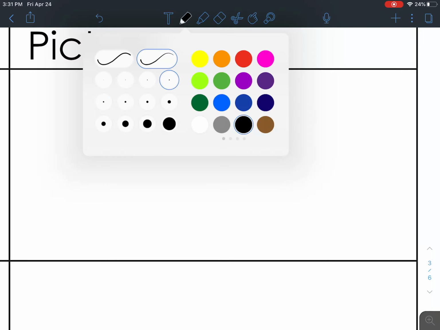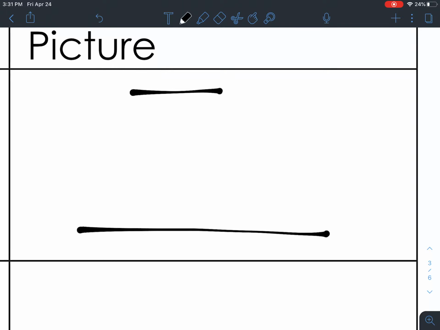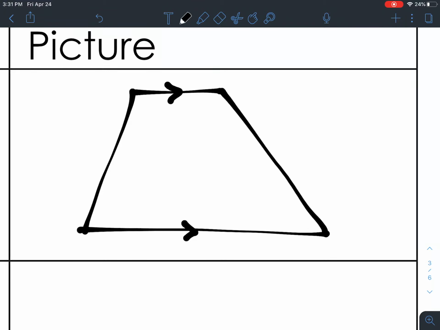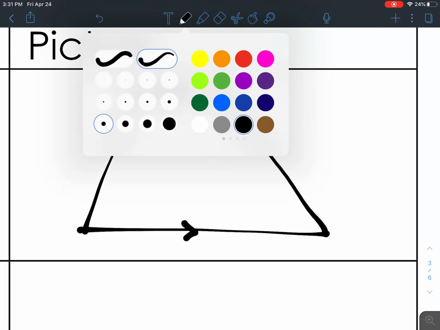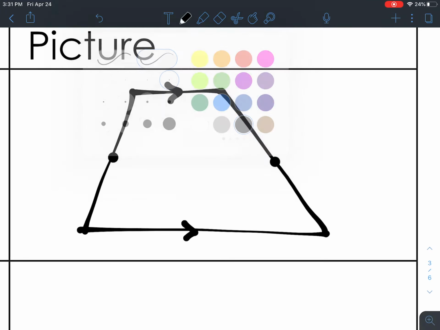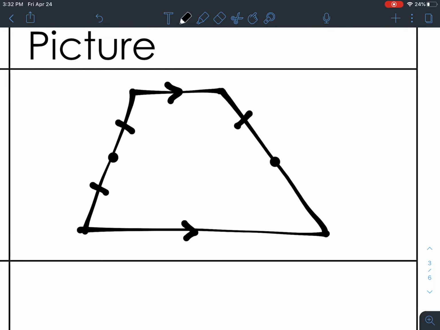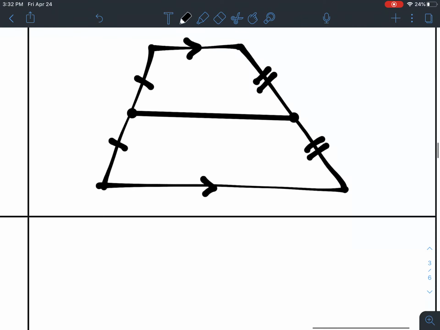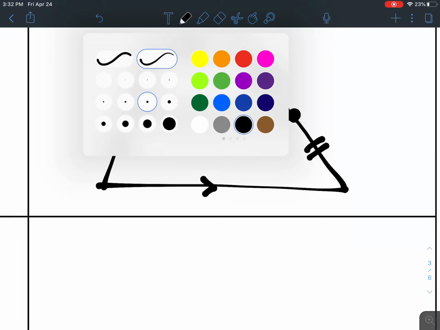But let's draw a picture of that. Let's just draw a trapezoid, and let's go ahead and mark our bases. This is not going to be an isosceles trapezoid. What we're going to do is eyeball the midpoints of those legs, and then mark them accordingly, where we have one tick mark, two, and two, because it's not isosceles, which means that not all four of those are congruent. But let's now connect those midpoints together. And so this picture right here is going to be a mid-segment.